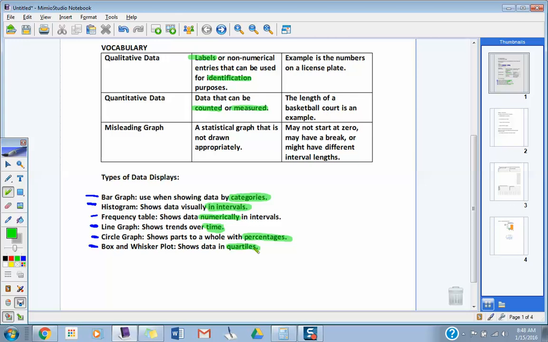So, guys, we're going to run on to page 2 right here. Page 2 is going to talk about qualitative data and quantitative data. Again, qualitative labels something or it identifies it. Quantitative data is something you're going to be able to count or what? Measure. So let's look at the second page of our notes here.